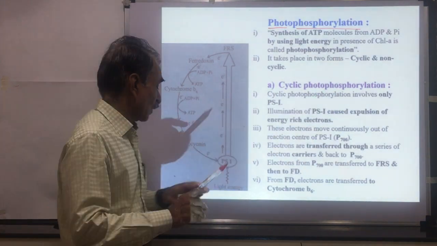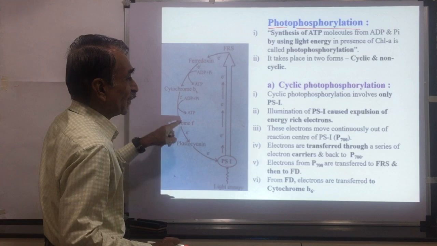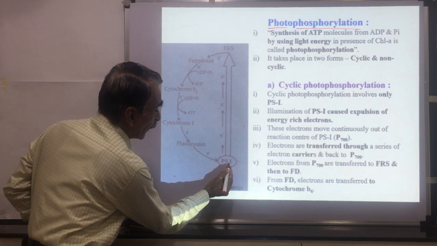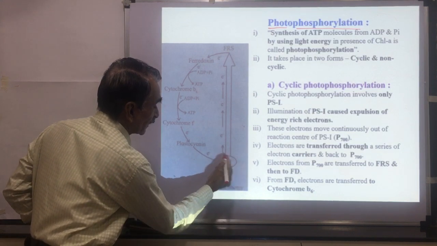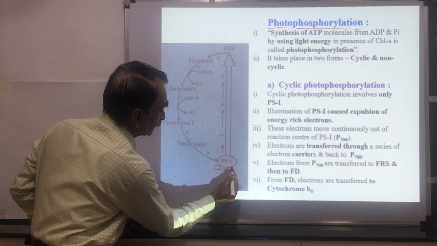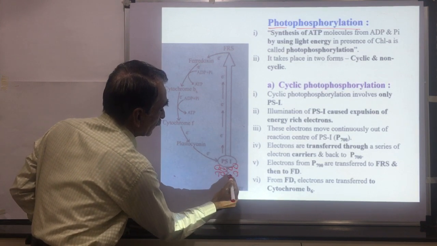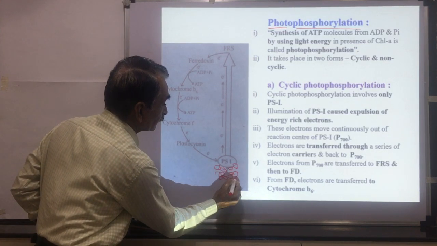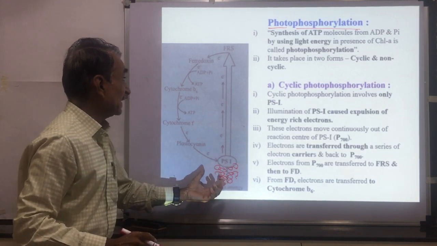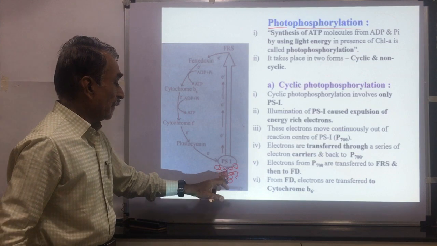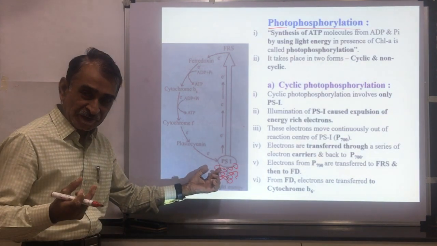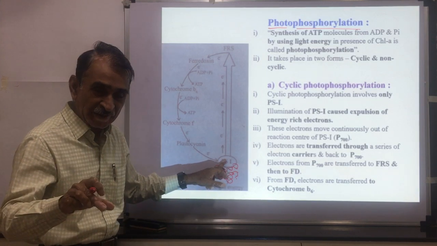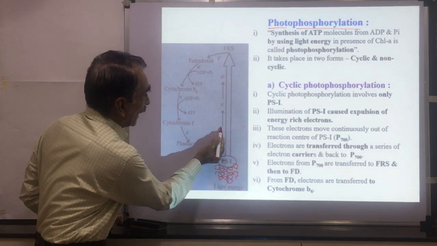You can see the cyclic photophosphorylation. This cyclic photophosphorylation involves only photosystem first. Here there are different pigments. This is P700. Here you can see that accessory pigments absorb the light energy. This is given to the reaction center P700. This gets excited. Excess energy is given out along with the electrons.